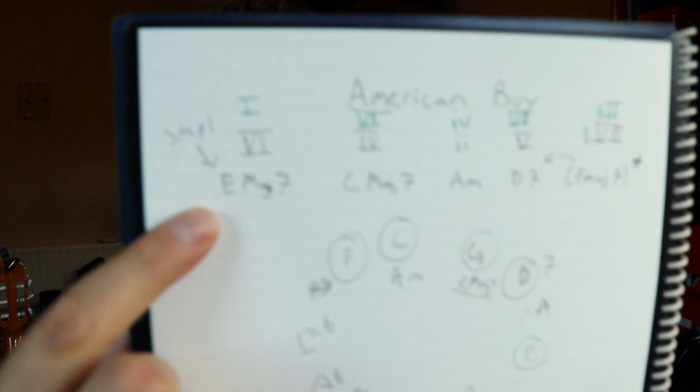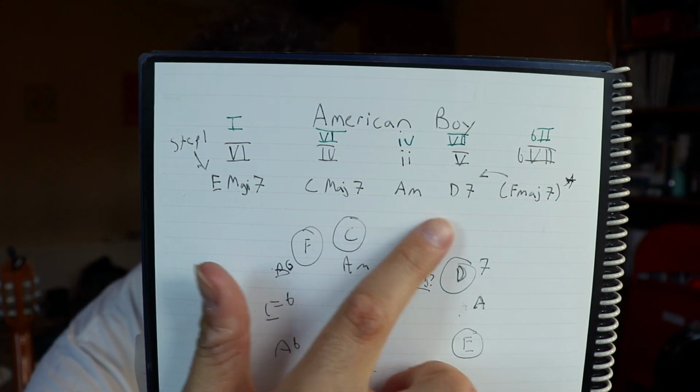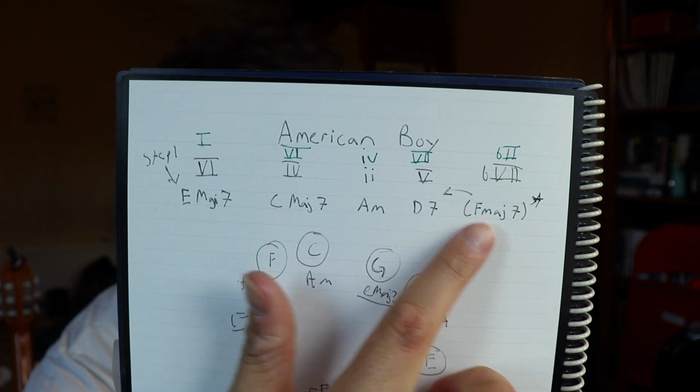So then step 3, I guess, would be to write those chords down. And I've already sort of done that, so you'll see the chords here if you need to copy my work. E major 7, C major 7, A minor, D dominant, and F major 7.